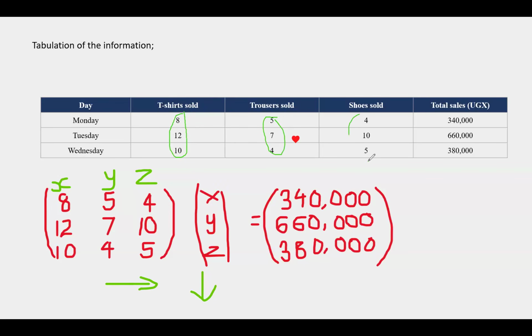And then 4, 10, and 5. That's why they fall under this particular part of the matrix. So we have our unknowns, X, Y, and Z, which are presented here. This is our X, this is our Y, and this is our Z, which are our unknowns. Then we have the total sales in UGX, which is 340,000 Uganda shillings, 660 Uganda shillings, and 380 Uganda shillings.